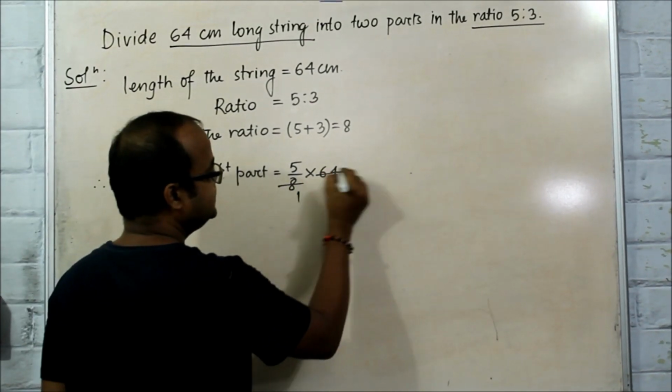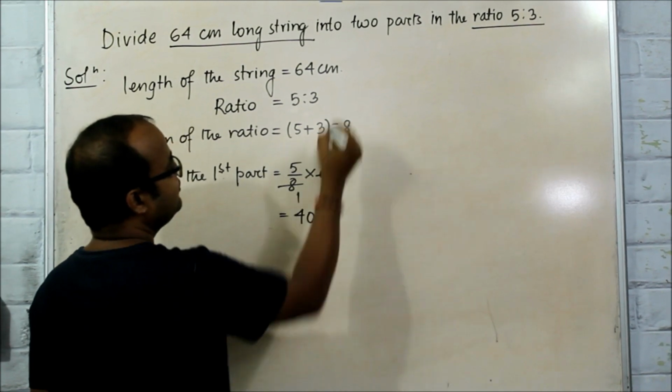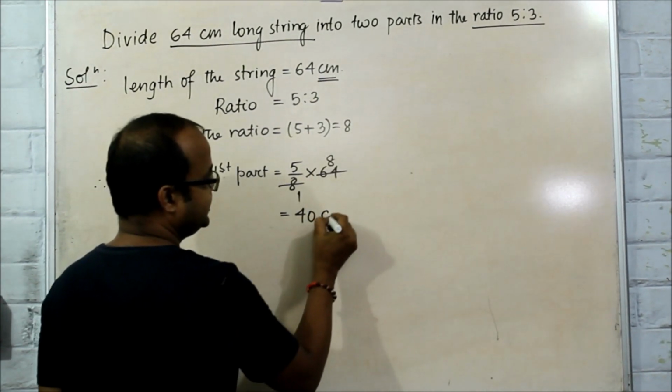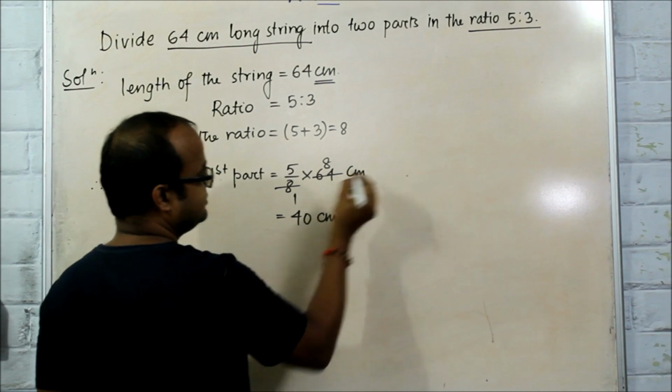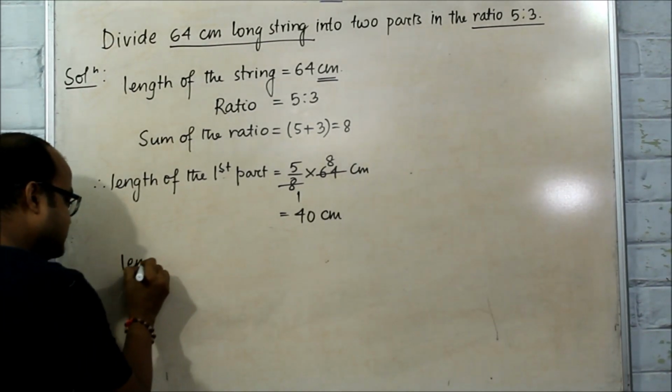8 1 is 8, 8 8 is 64. So 5 8s are 40. And what is the unit? Centimeter. So you write it centimeter. You can write it here also. Clear?